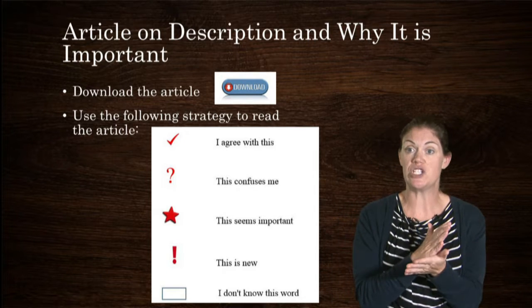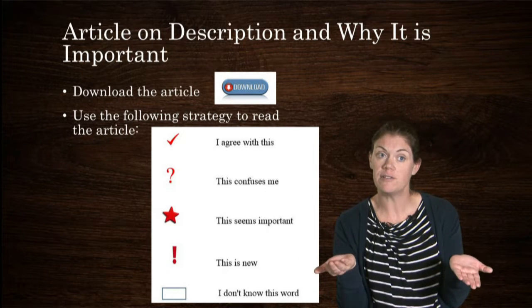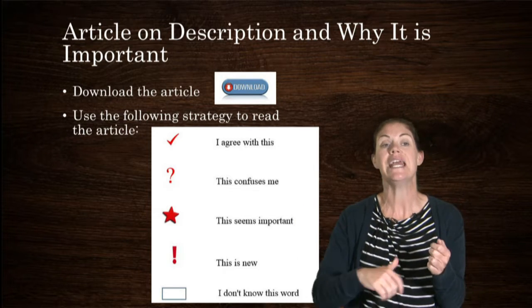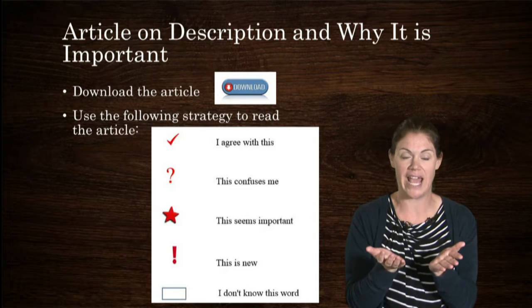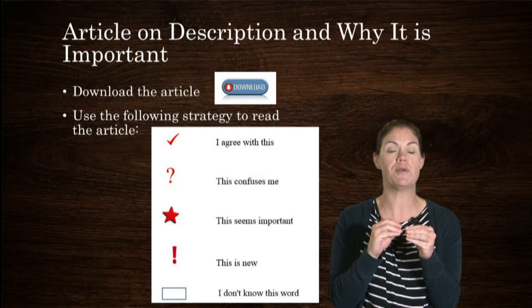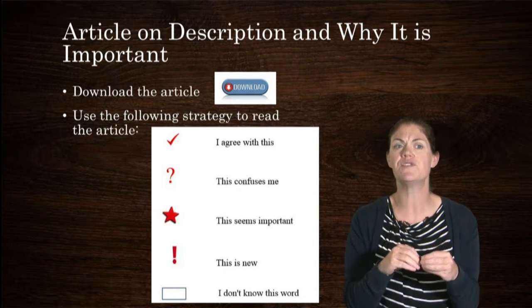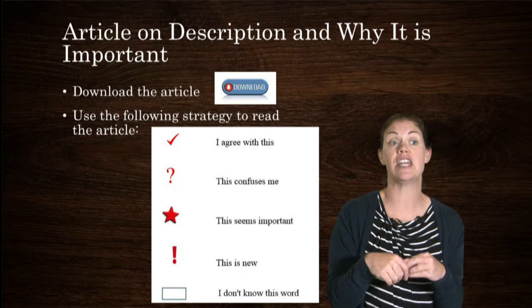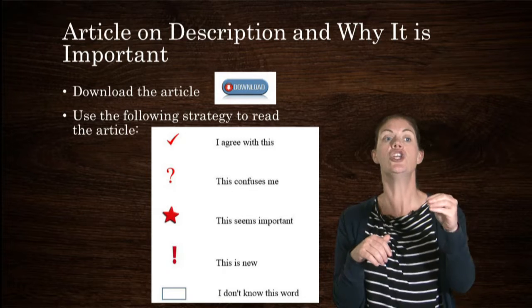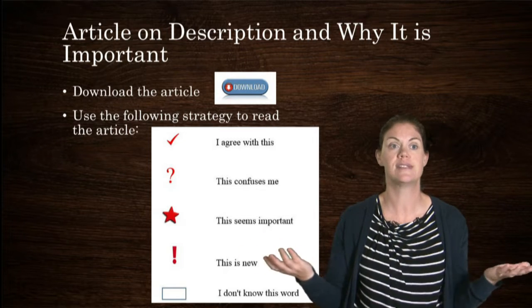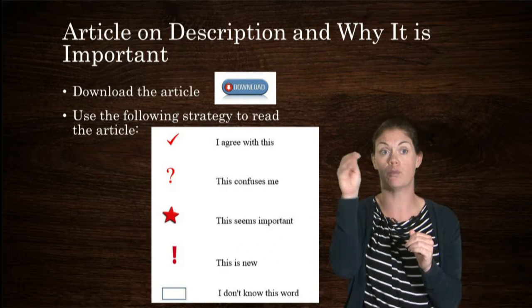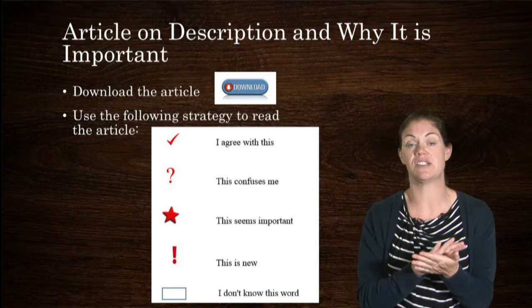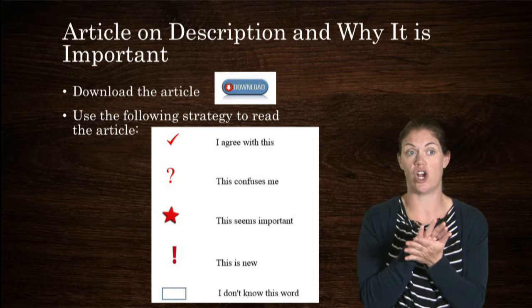Now, the easiest way to do it, again, you guys, is to print it off so that you can mark it up while you're reading. If you can't, that's okay. You may have to come up with some different alternatives for the strategy that I'm going to give you. Instead of using shapes and symbols, you may have to use color codes, something like that, if you're going to read off the screen. But what I want you to do is use this strategy while you're reading the article.